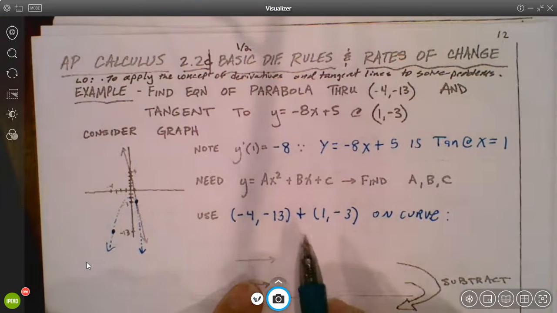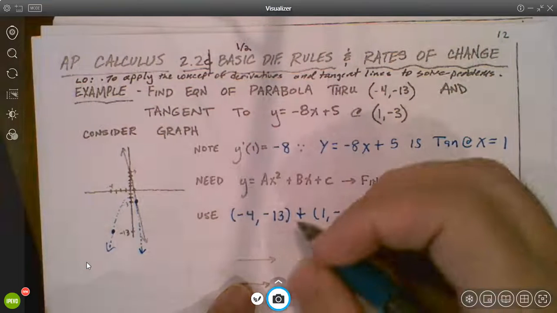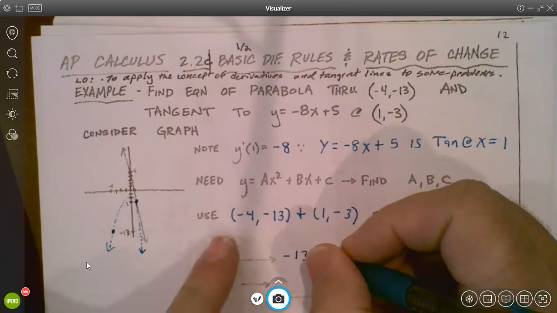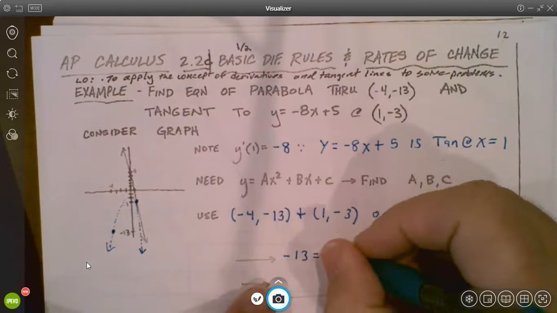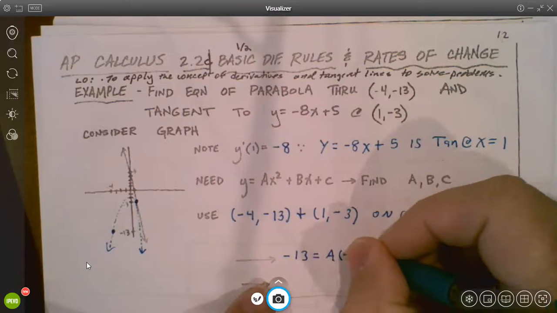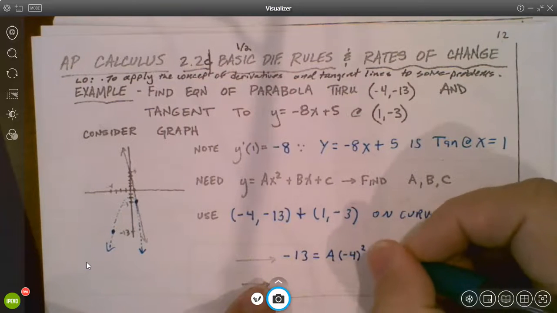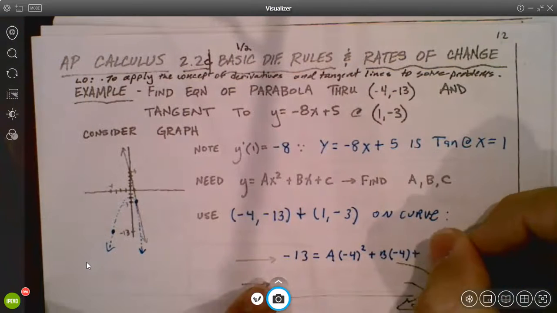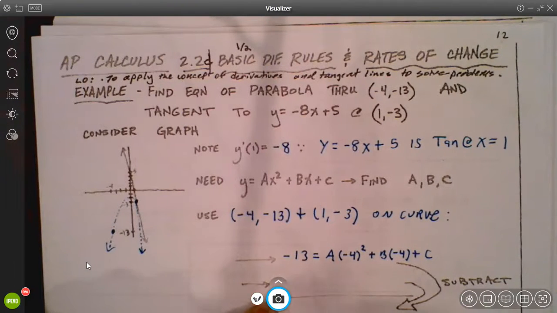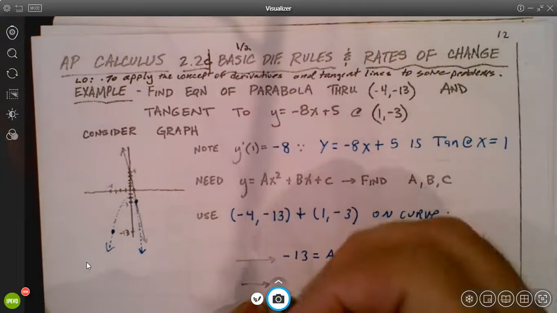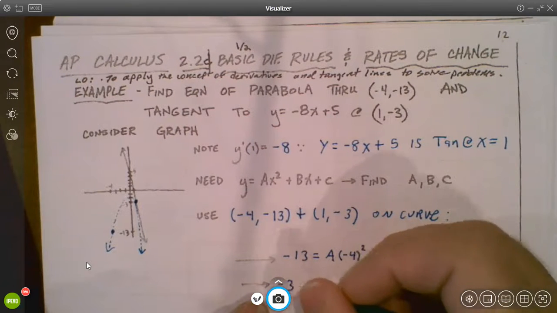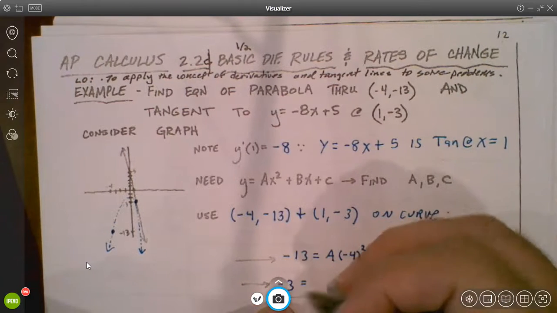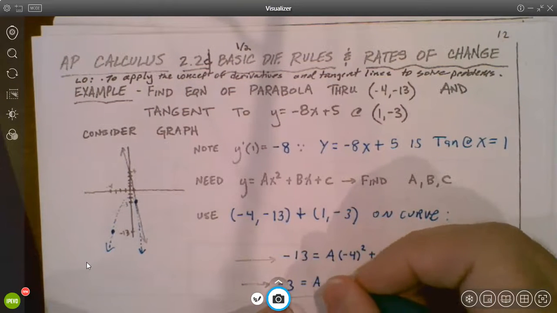Alright, so if we now plug in those values into our formula here, we'll start with this one. I'm going to throw my -13 in there for y, and I'm going to replace all of my x's with -4. So it looks something like this. Let's do the same thing using 1, -3. I'm going to plug -3 in for y, and let's plug in 1 for my x's. Those always clean up super nice.